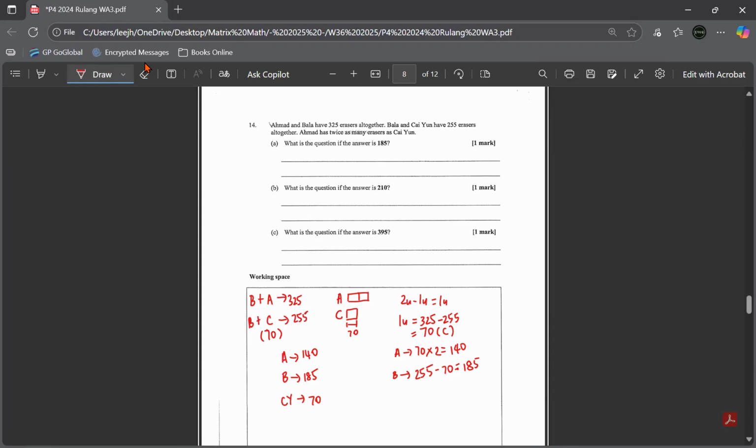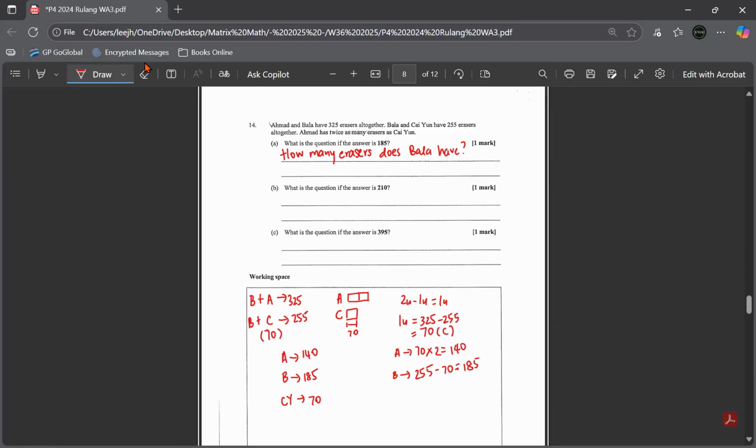With all these values, we can find out what the question wants me to do. What is the question if the answer is 185? Who has 185? It's Bala, which means they're asking how many erasers does Bala have? Then you will have the answer 185.